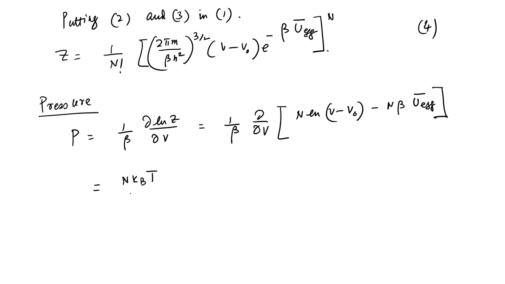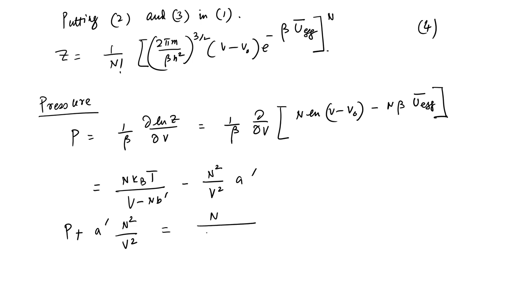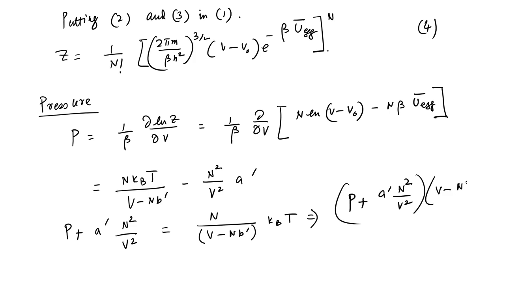So beta is 1 over kT, which is, now this is V minus N b prime, and minus N square over V square into a prime. So that gives you P plus a prime N square by V square. So I take it on the other side, which is equal to nothing but N divided by V minus N b prime and kT. Okay. So we can take it to the other side, and that gives us (P plus a prime N square by V square) into (V minus N b prime) is equal to NkT.